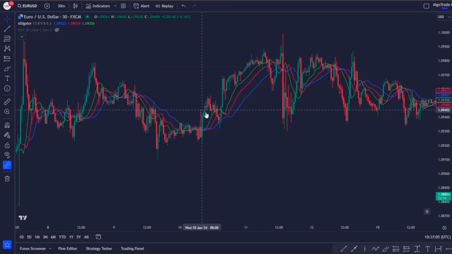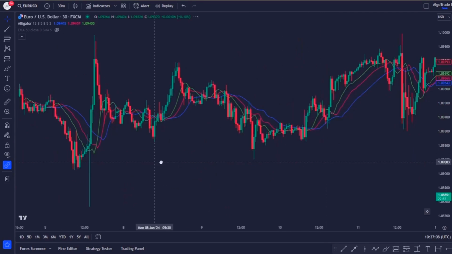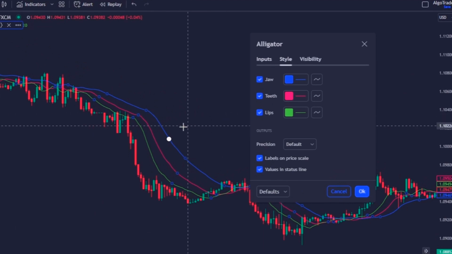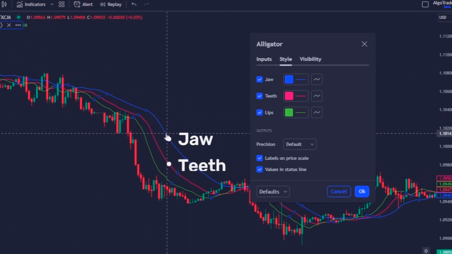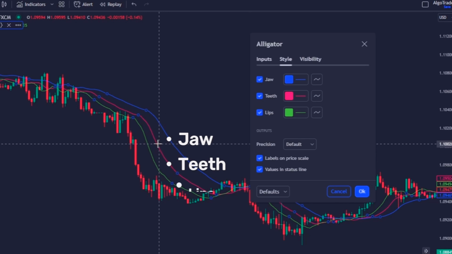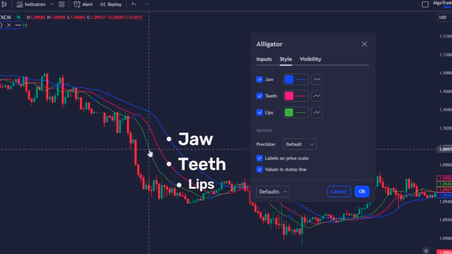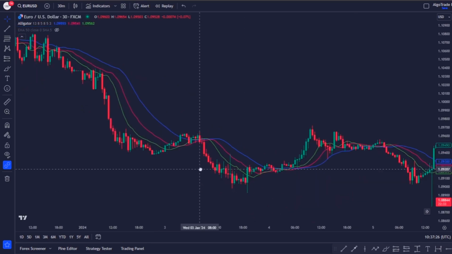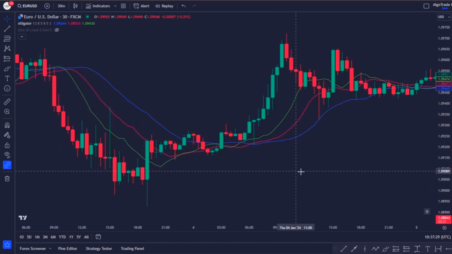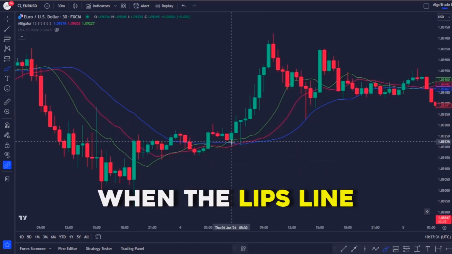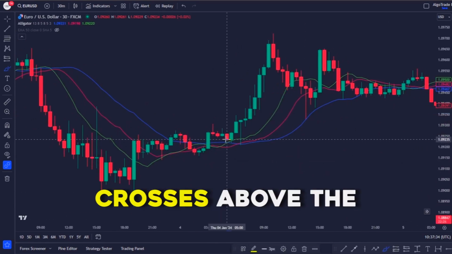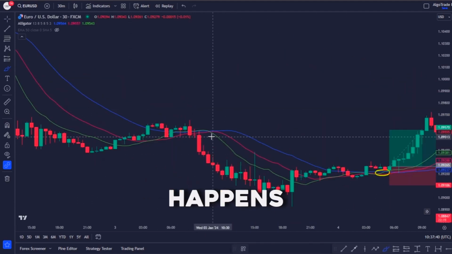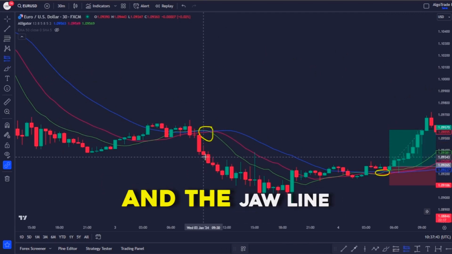The Williams Alligator is an indicator formed by three smoothed moving averages, each representing a different time period. We have this blue one called jaw with a period of 13, this red one called teeth with a period of 8, and this green one called lips with a period of 5. There are some different ways to use this indicator, but for today's strategy, this indicator will be the one that tells us when to take a position. When the lips line, which is the green one, crosses above the teeth and the jaw, it is considered a long signal, while a short signal happens when the lips crosses below the teeth and the jaw lines.